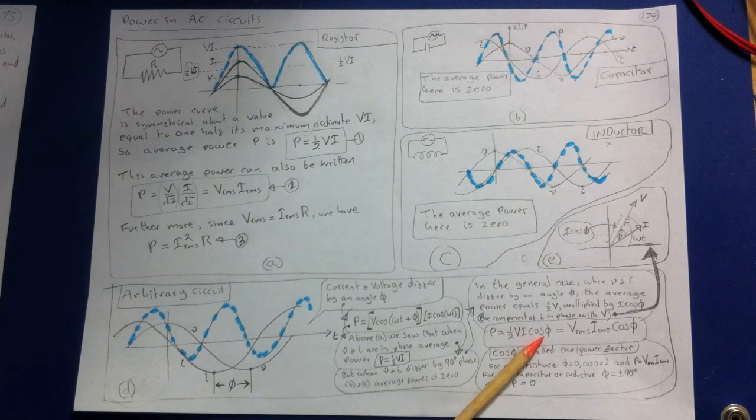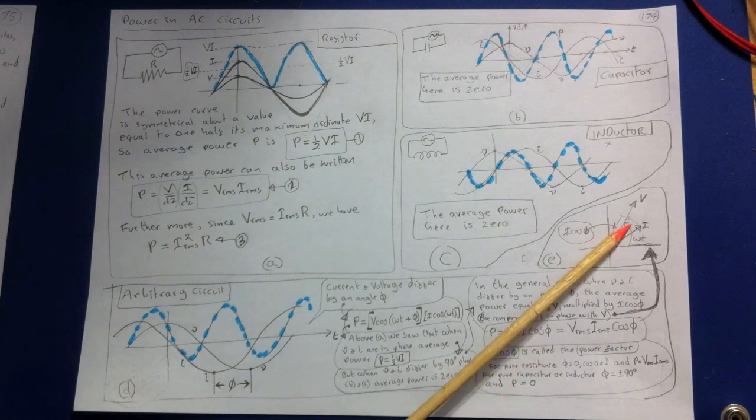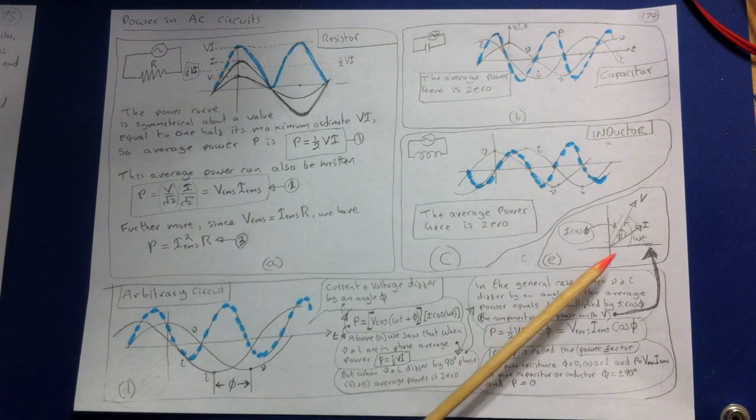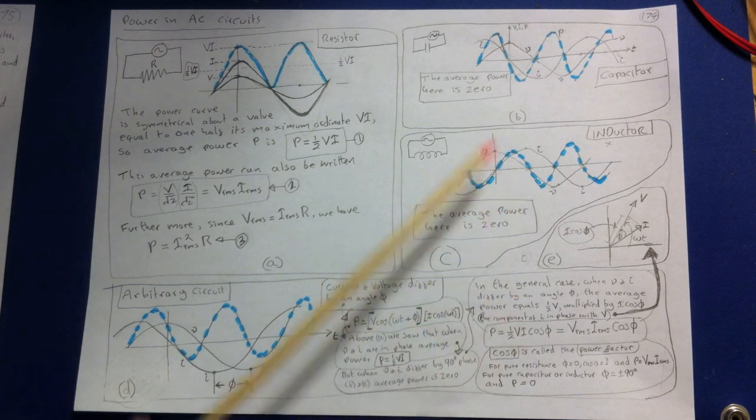For a pure resistance, phi equals 0 because there's no angle between them. The current is exactly in phase with the voltage. So in that case you'd get half VI for the resistor. For a pure resistance-less capacitor or inductor, this angle becomes 90. Well, if it's 90, cosine 90 is 0, so power is 0, so it works for these two here.